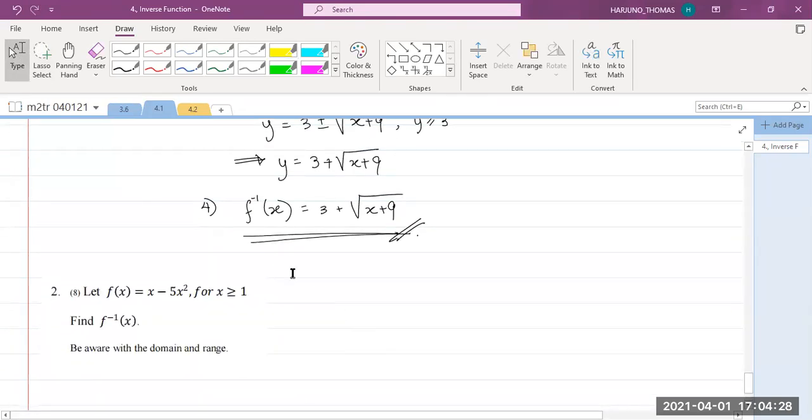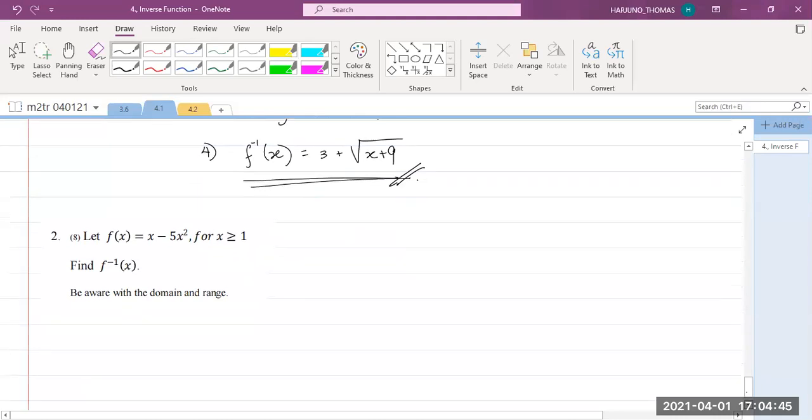This is what I asked. Let f(x) equal x minus 5x squared for x greater than or equal to 1. Now find the inverse function. And all they need to do is actually do what I asked you to do. I even tell them to be aware of the domain and range.